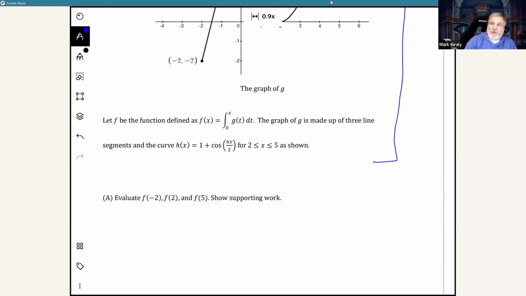I don't know, do you ever call them prompts? Yeah, prompts. So it says evaluate f of -2, f of 2, and f of 5. So we're going to be using this stem quite a bit.